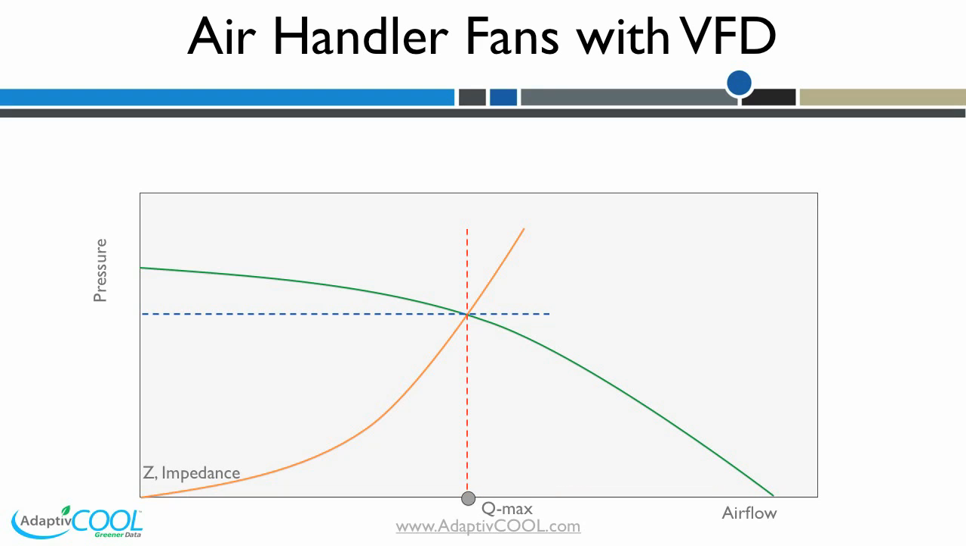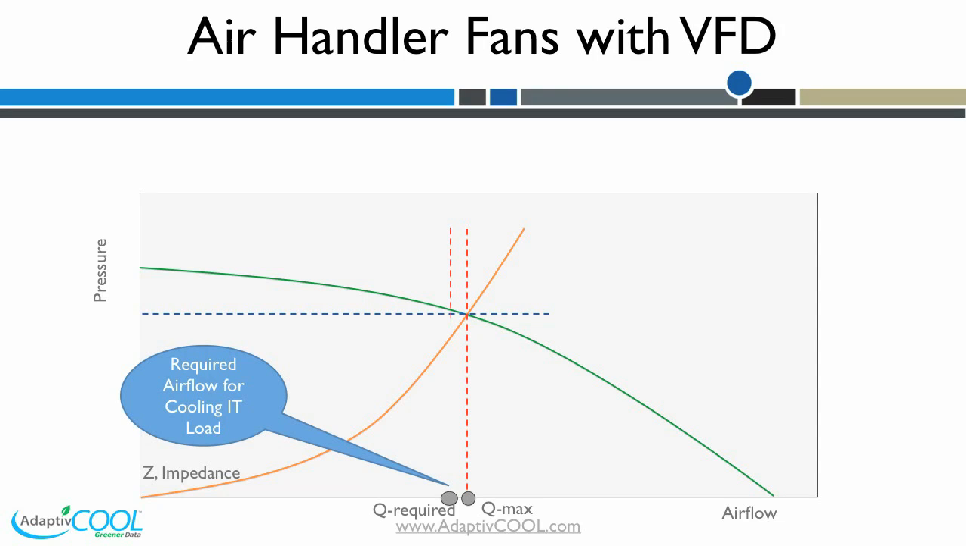Heat generated by a rack determines the required airflow. The airflow and underfloor impedance determine the fan pressure, which in turn decides the fan speed. So for a given heat load and an underfloor impedance, the minimum fan speed is predetermined.